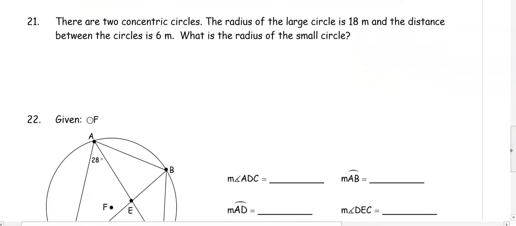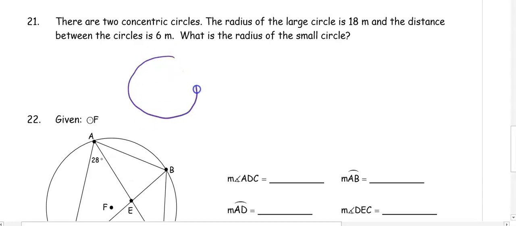Number 21, there are 2 concentric circles. Remember, concentric circles mean that they have the same center and one circle is smaller inside the other. So it would create a donut shape or a target shape. The radius of the larger circle is 18 and the distance between the 2 circles is 6. What's the radius of the smaller circle?